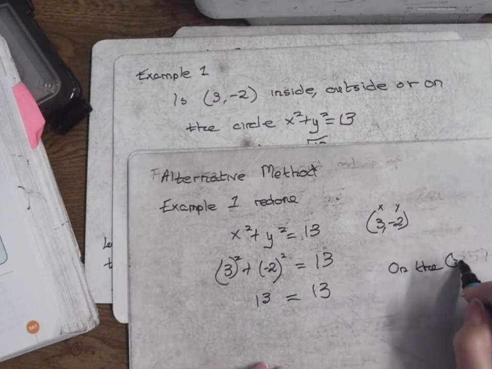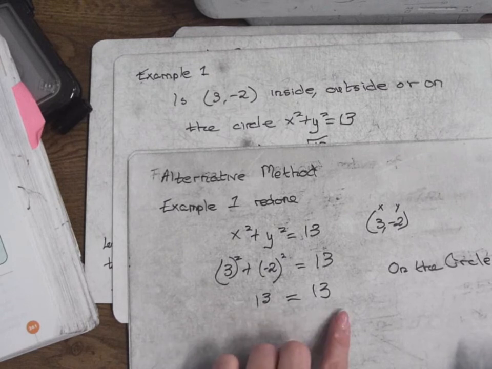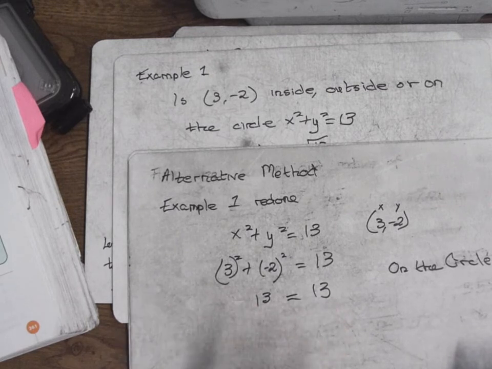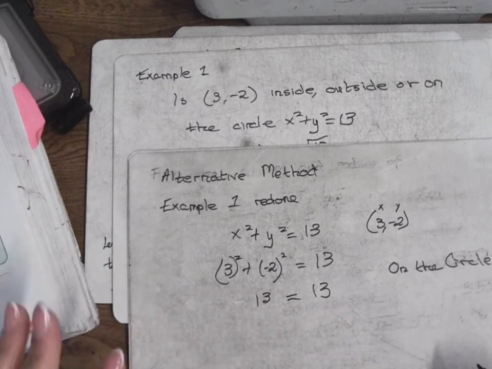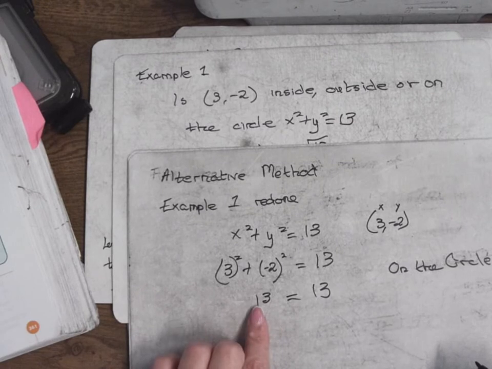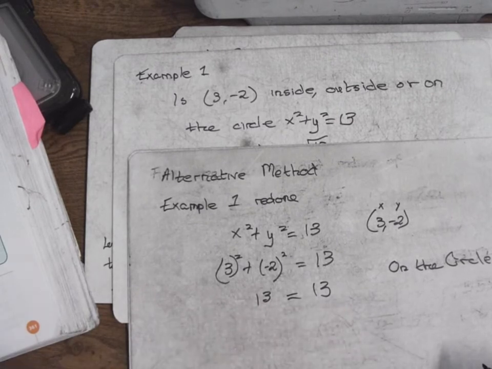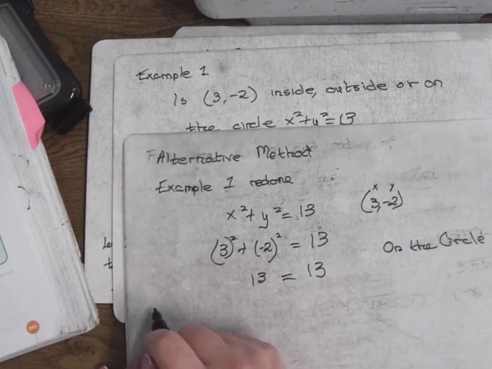Way shorter, isn't it? So you just fill in for x and y. If you end up with the numbers equal, that's fine. It's on the circle. If the number on the left ends up smaller, it's inside the circle. And if the number on the left ends up bigger, it's outside the circle. Right? So example 2 redone.